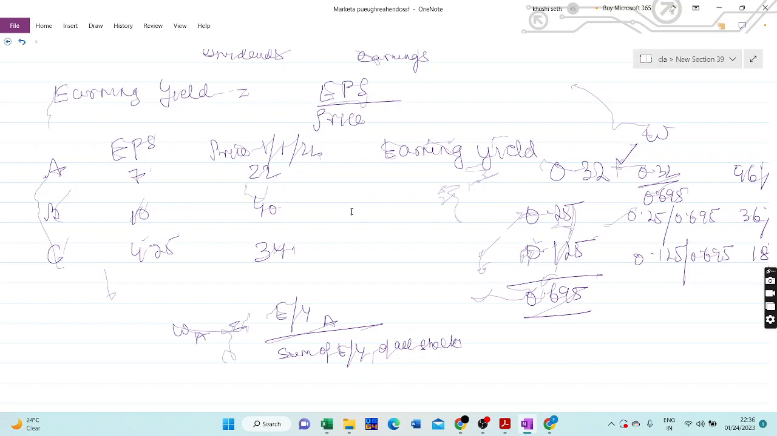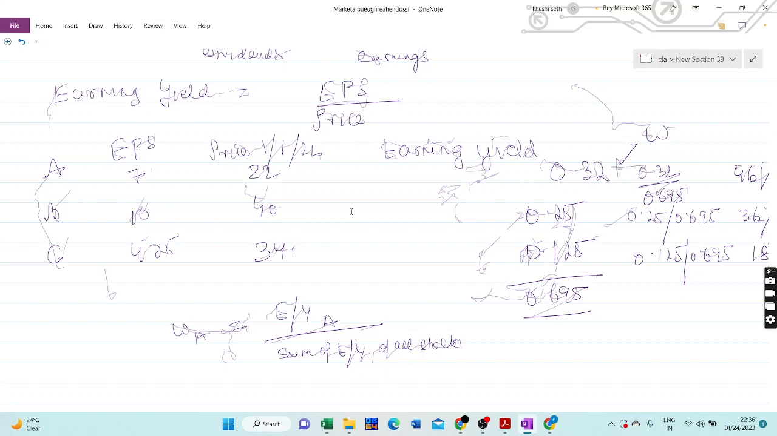So such stocks that are trading at a price that is lower relative to their fundamentals are called value stocks. Please note this down. Stocks that are trading at a price that is lower relative to their fundamentals are called value stocks. So in our example, stock A is a value stock and it has the highest weight in the fundamental weighted index.